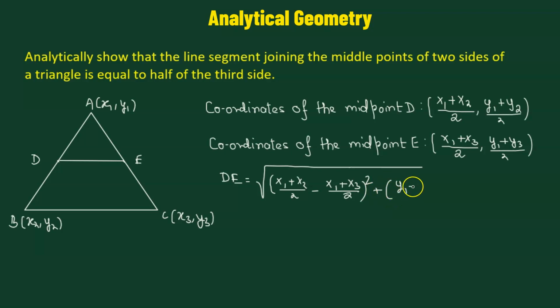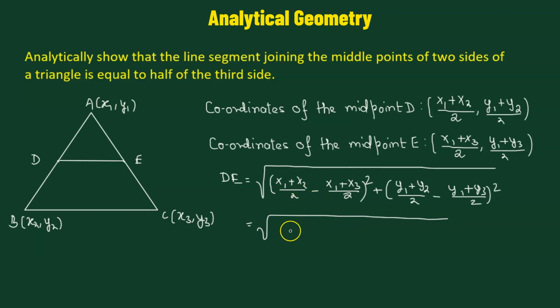So we start with y1 plus y2 divided by 2, and from it subtract the y coordinate of E, which is y1 plus y3 divided by 2, whole square. Fine. So let's compute this value. We have the square root of, if we combine the differences of the x coordinates, x1 cancels out. We are left with x2 minus x3 divided by 2, whole square, added to y2 minus y3 divided by 2, whole square.